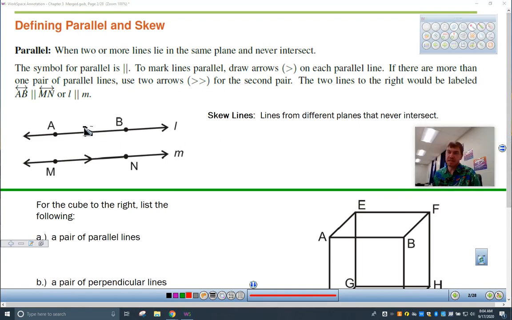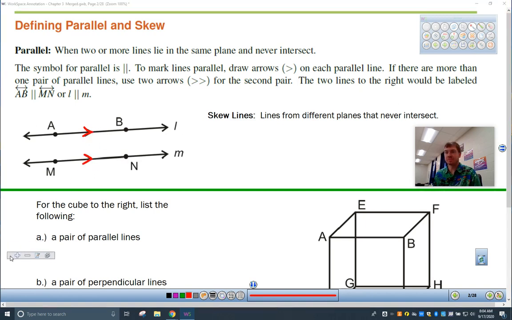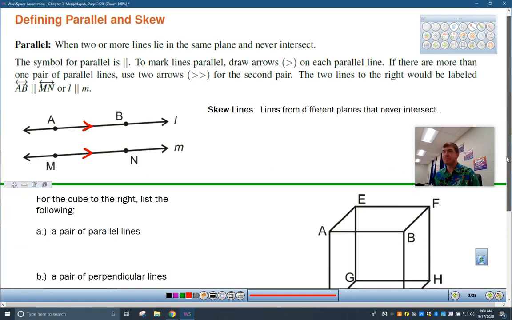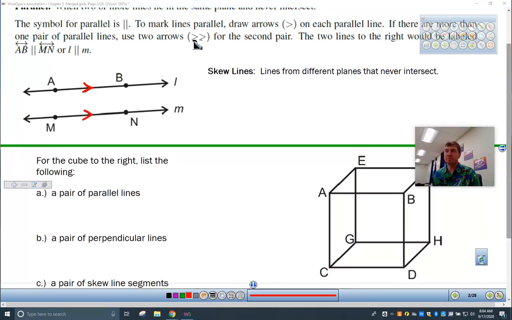This is the indicator. It looks like arrows, but this is the indicator that these two lines are parallel to each other. If we had a second set of lines within the same diagram, we would use the 2 arrows as indicated there. The vertical parallel lines is how we say parallel, or a notation for parallel. Line L is parallel to line M.